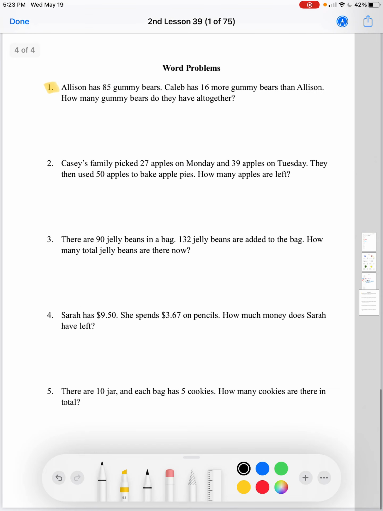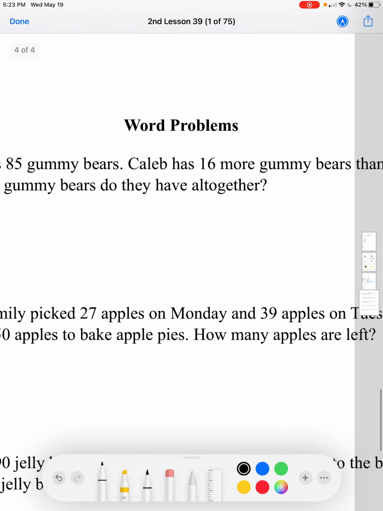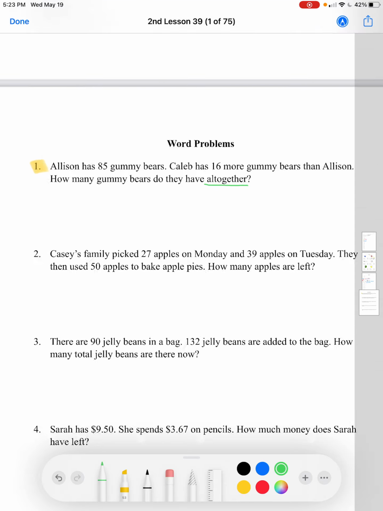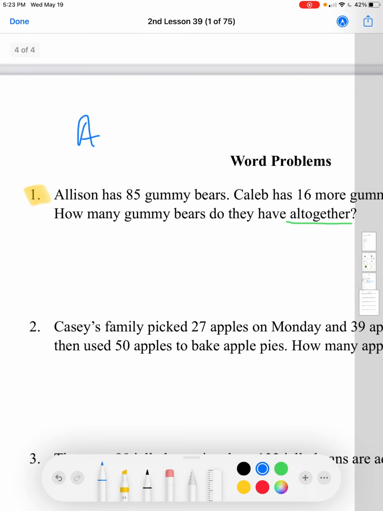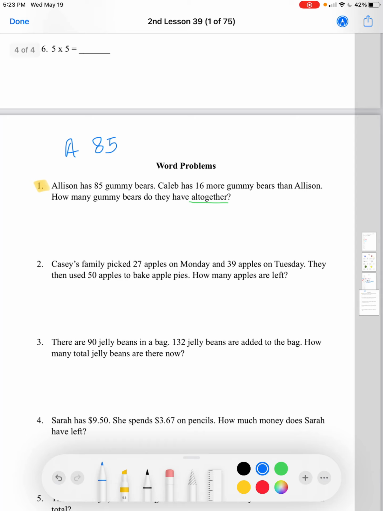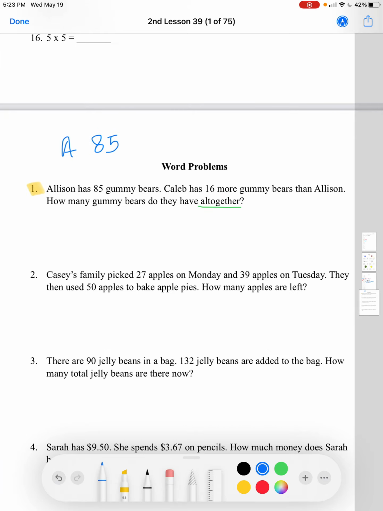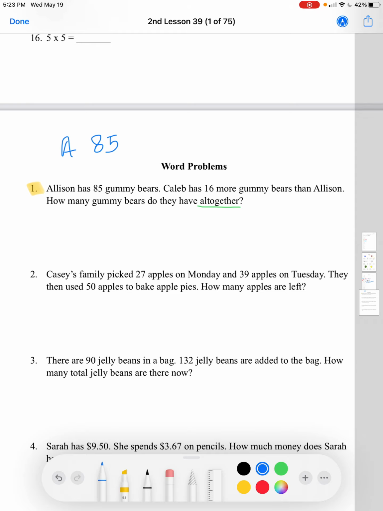Now let's go over word problems. Number 1. It says Allison has 85 gummy bears. Caleb has 16 more gummy bears than Allison. How many gummy bears do they have all together? So the key words here are all together. I want to find the total, so we're going to have to add. So we know that Allison has 85 gummy bears, and Caleb has 16 more gummy bears than Allison. So to find out how much Caleb has, we have to add 16 to Allison's.